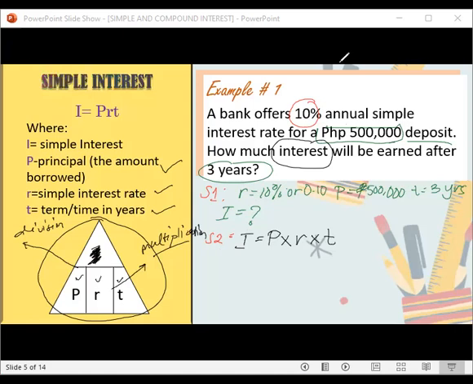Now, for step number 3. So, ano po ang step number 3 natin? Step number 3 is simplify using GEMDAS. So, dahil lahat lang naman to ay multiplication, so no problem. Multiply lang natin si principal, si rate, at si time to each other. So, substitute na natin yung given doon sa formula.